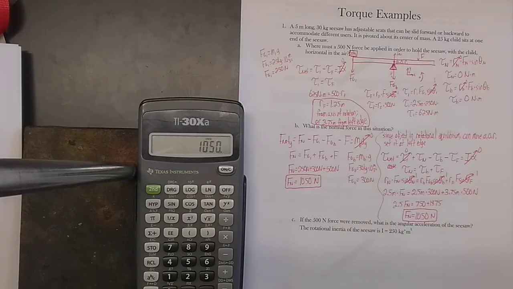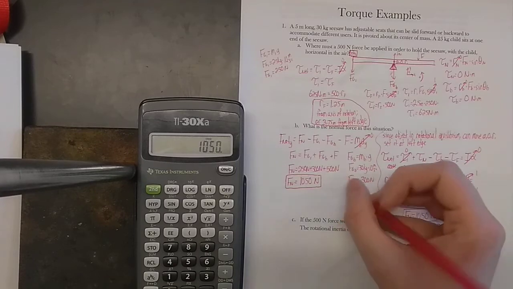Last question for the front. If this 500 Newton force were removed, what is the angular acceleration of the seesaw? Note, the rotational inertia of the seesaw is I equals 250 kilograms times meters squared. We're not going to worry about the units, but those are the units of moments of inertia, or rotational inertia.